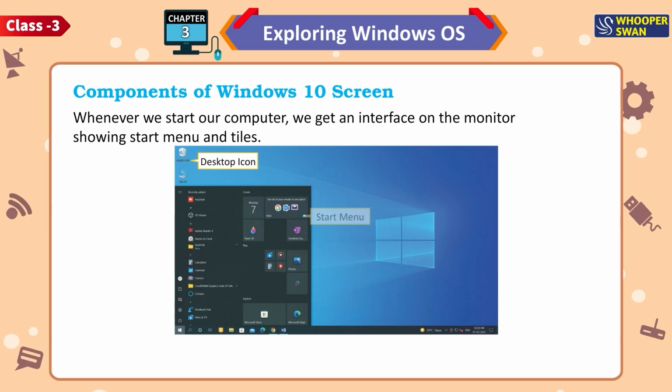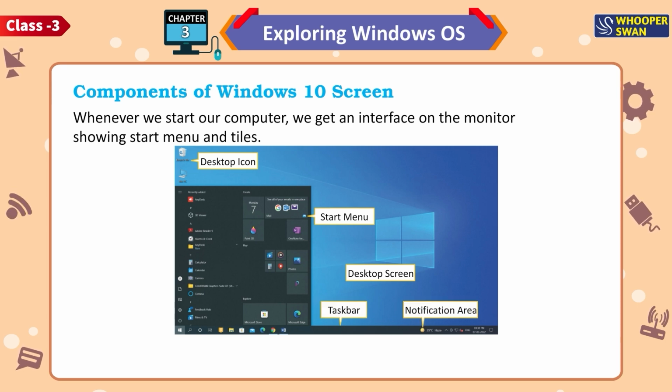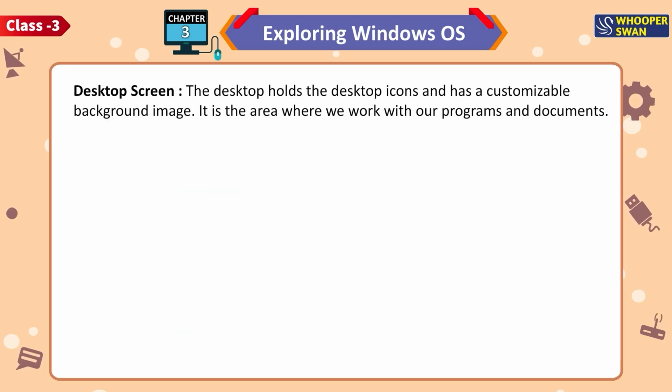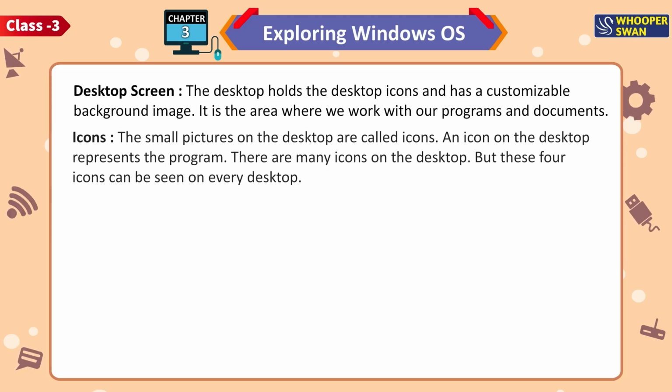Desktop icon. Start menu. Desktop screen. Taskbar. Notification area. Mouse pointer. Start icon. Search button. Default programs. Time and date. Desktop screen. The desktop holds the desktop icons and has a customizable background image. It is the area where we work with our programs and documents.